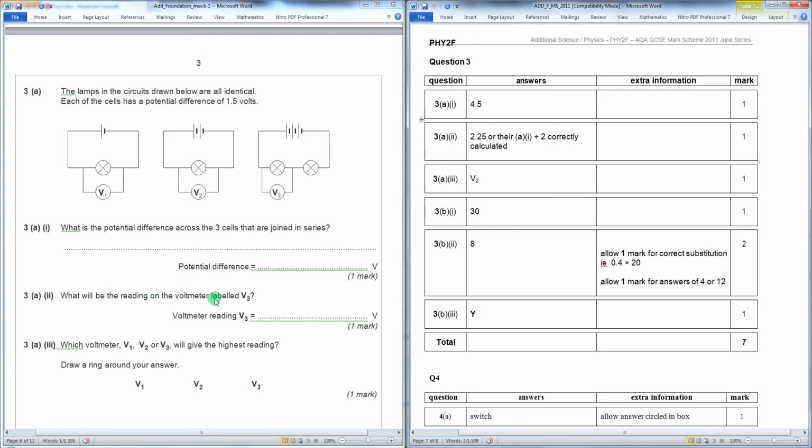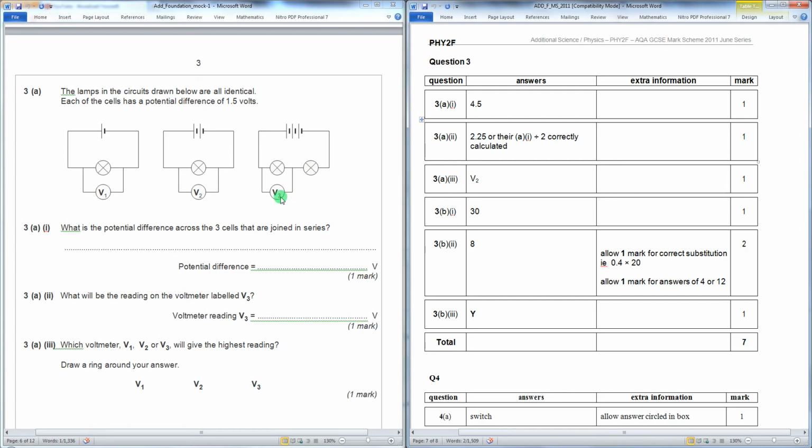What will be the reading on the voltmeter labelled V3? Well, the rule for potential difference is that the electrons, basically the charges, flow through the cells and gain energy from them, and they will gain 4.5 volts flowing through those cells. And when they flow around the circuit, they have to get rid of those 4.5 volts in the components. Now, if the bulbs are identical, then that voltage will split evenly between the two components. So half will go on this bulb and half will go on that bulb.